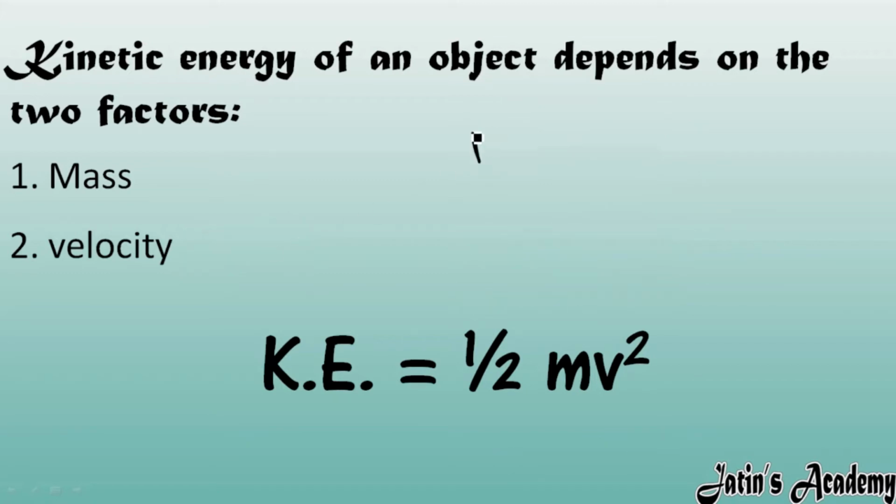Potential energy is a kind of energy only, okay? And what is the SI unit of energy? The SI unit of energy is joule. In a similar manner, the SI unit of potential energy is also joule.